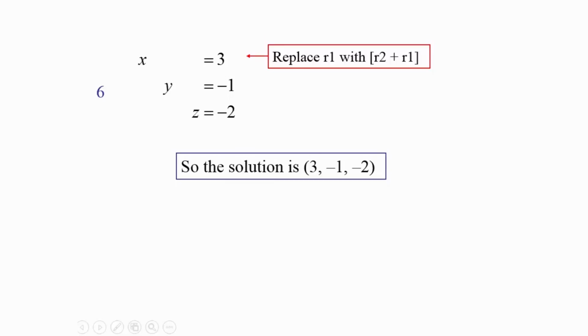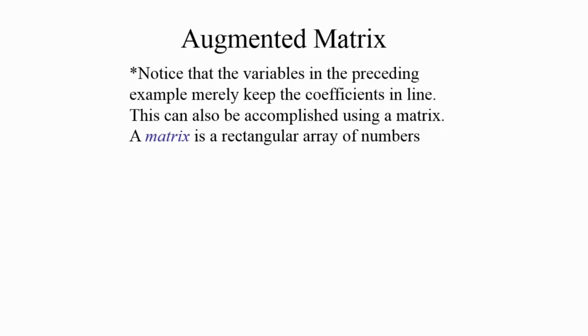Okay? That's as far as you're responsible. So it's only section 5.1 in this chapter. The augmented matrix and beyond, we are not going to cover in this chapter. That's the end of chapter 5.